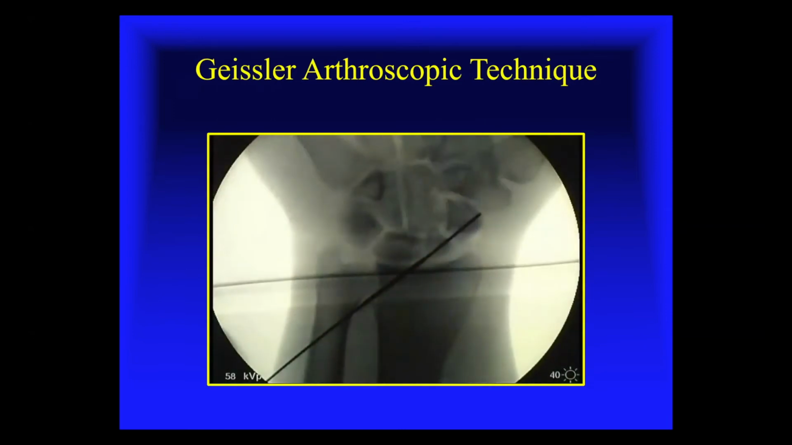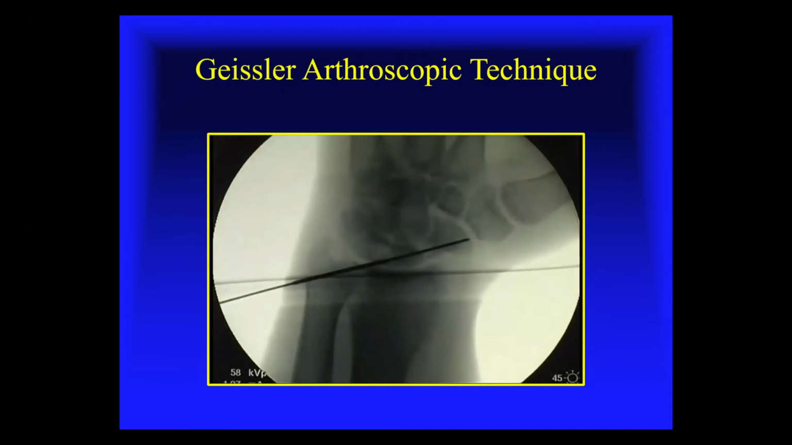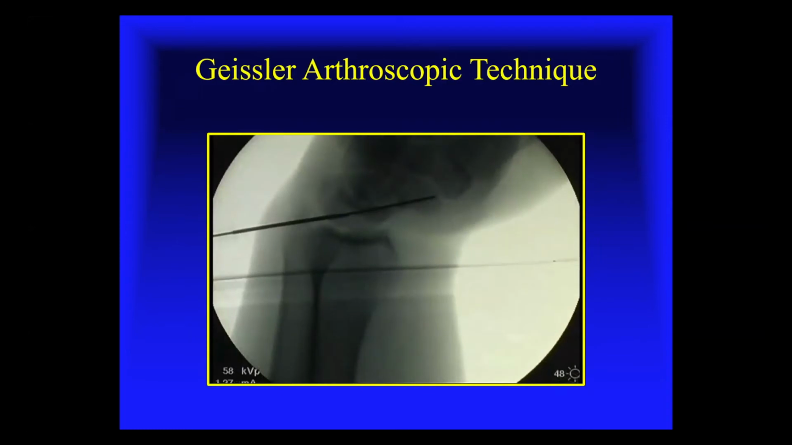So there we are in the AP. I think we're looking pretty good. Again, the starting point is very easy to get looking at it arthroscopically. There's the oblique, and there's the lateral.